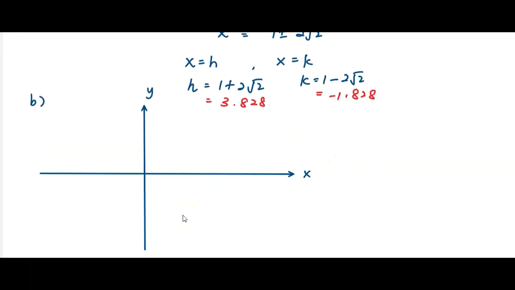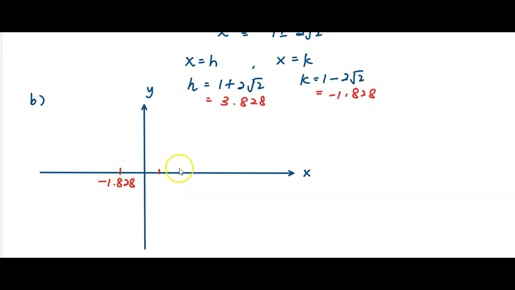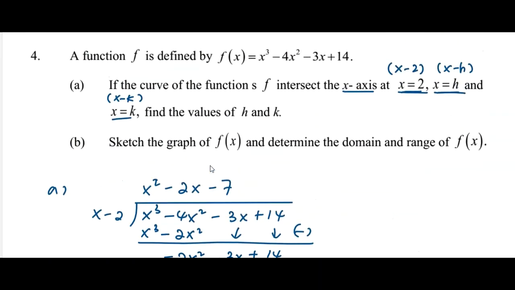So to sketch this graph, I'm going to plot those points. Here is your negative 1.828, and you have your 2, and your 3.828 is around here maybe. You can label this in decimal, 3.828. So the graph passes through these 3 points, and now you can look at the coefficient of the x cubed. The coefficient of x cubed is 1.